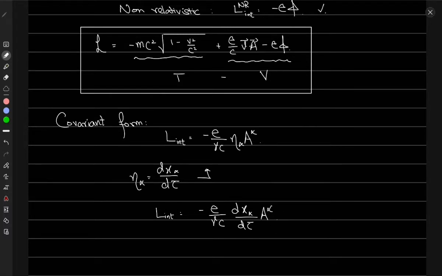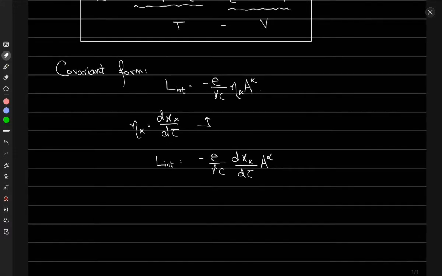Now we have this interaction Lagrangian. From the interaction Lagrangian, we can put it into the equation for the action of a particle. And the interacting action of the particle is simply the integral of this interaction Lagrangian with respect to t. Right? So this would be minus e over gamma c dx alpha over d tau, and then we have A alpha.